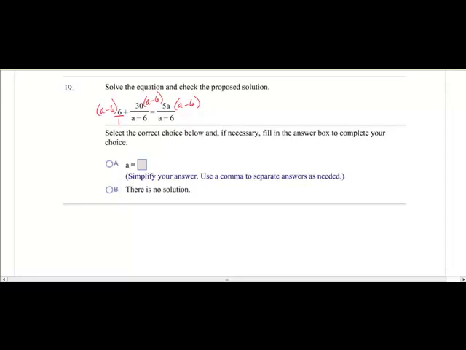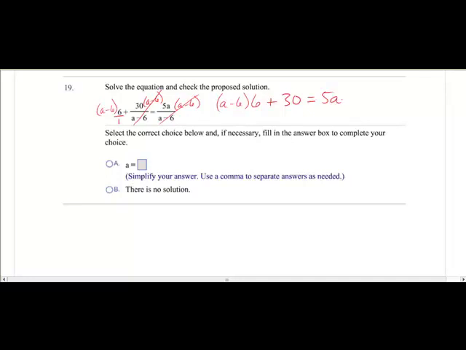What does that give me? Well, in these other two fractions, the a minus 6's cancel each other out. So let me rewrite this now. I've canceled out all my denominators. I have a minus 6 times 6 plus 30, because the 30, the a minus 6 is canceled out, and I have that equal to 5a.